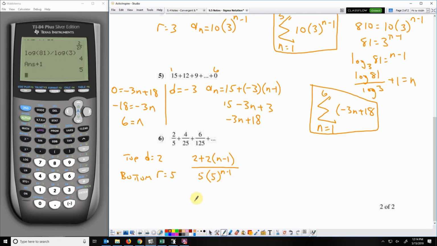So I can simplify the numerator, so that's 2 plus 2n minus 2, which simplifies to 2n. So I've got 2n over 5 times 5 to the n minus 1 power. So n equals 1, and since there's a dot, dot, dot at the end, it's actually going through term infinity. And that's an expression of 2n over 5 times 5 to the n minus 1 power.